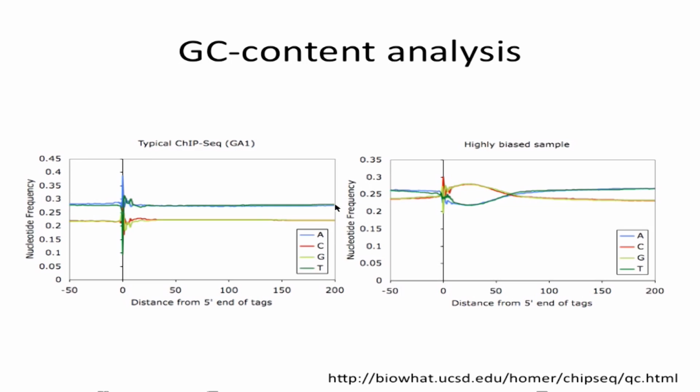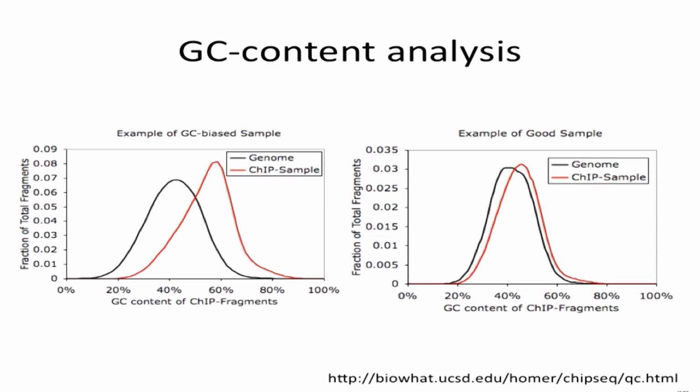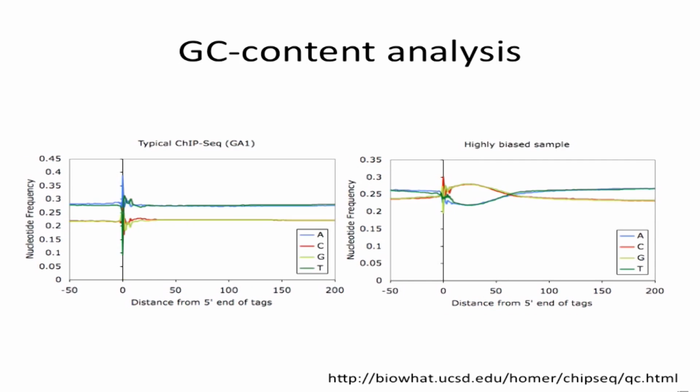Again, this is detecting potentially sequencing issues. You see, this is a weird experiment here, where you have a bias in terms of nucleotides at the beginning of a read, which kind of goes away towards the end.